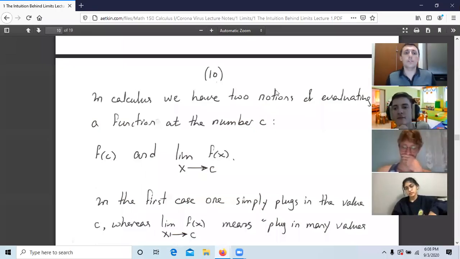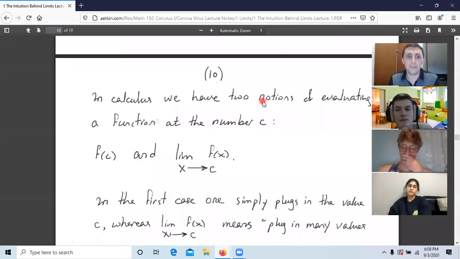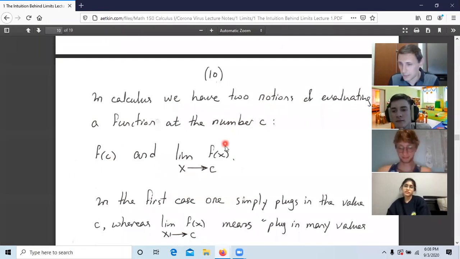All right, guys, so limits. Just a brief overview of what happened before. In calculus, and that's pretty much the beginning, you can consider it our first lesson, f(c) means you plug c into the function and evaluate. That's something you learned before.